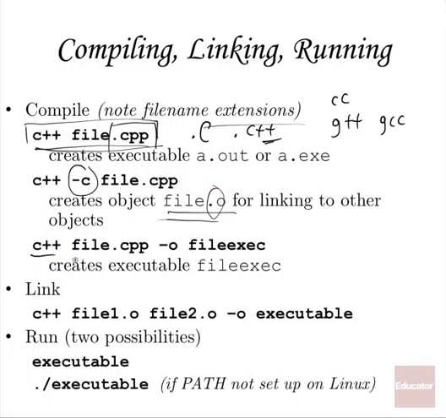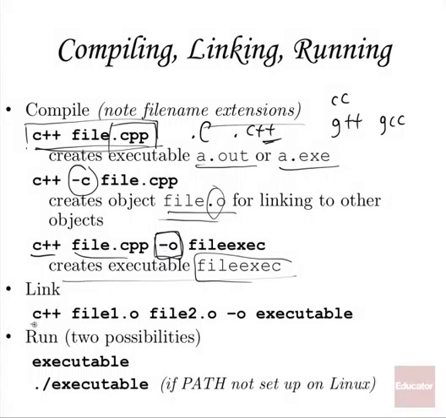Here's an example where we actually build an executable. This first one, if it has a main function and that's all it needs, this will create an executable called a.out. Or if you're on Windows, it'll create a.exe. This one creates an executable called file exec because you use the -o option to say, this is what I want the name of my executable to be.